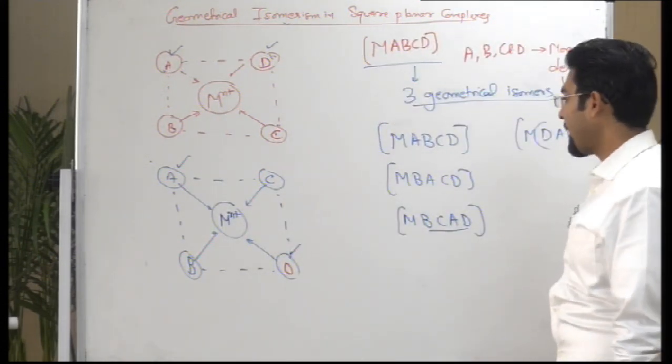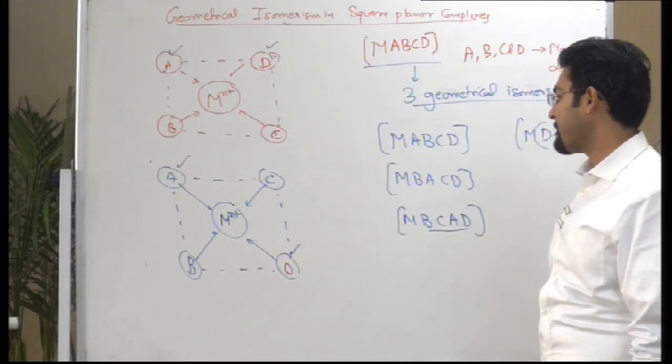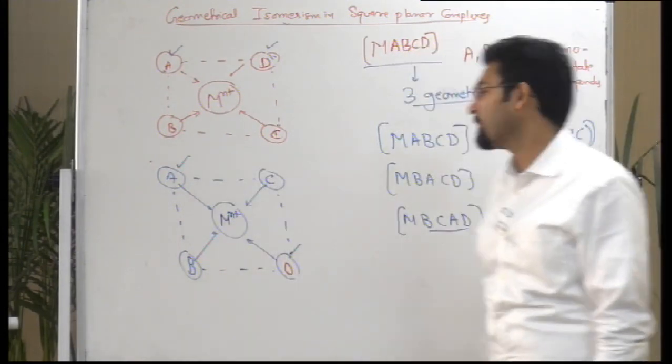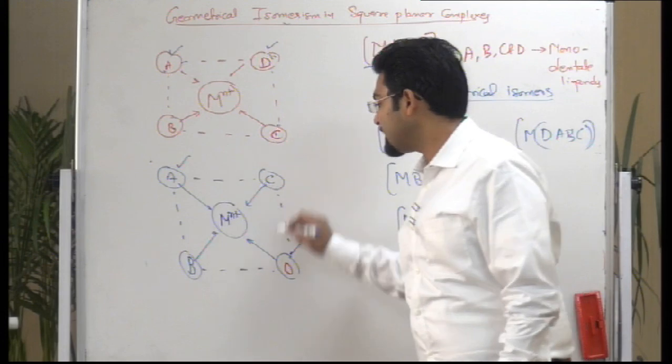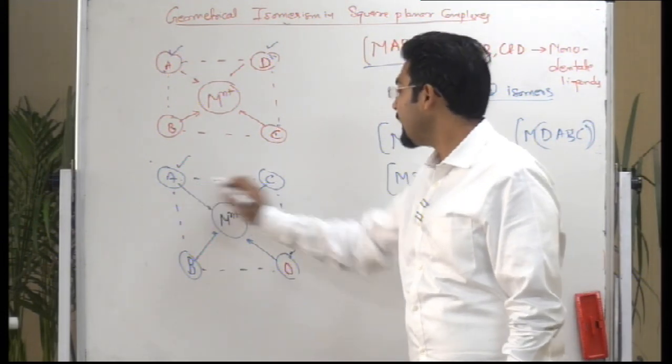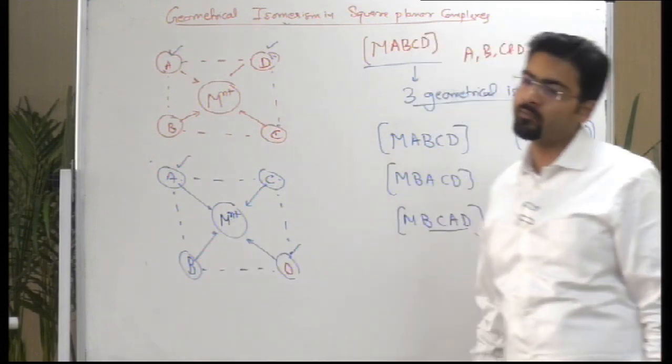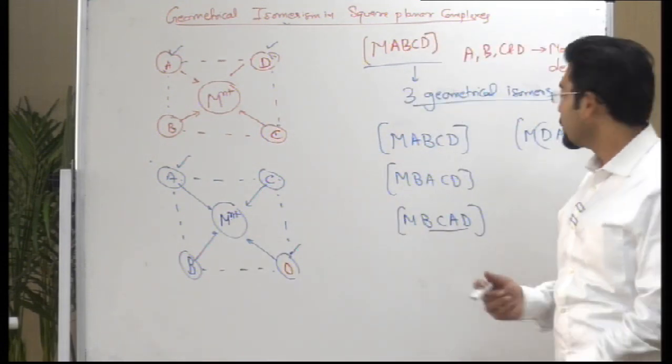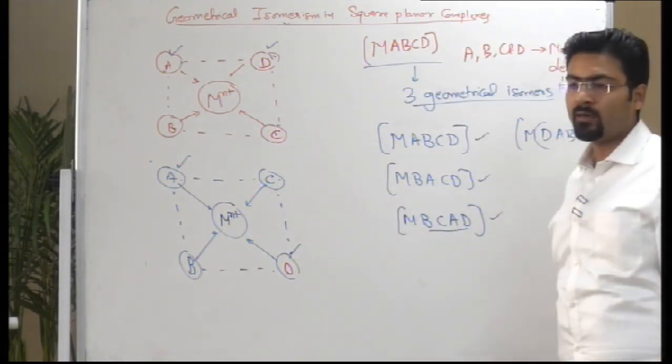This is B, A, C, D. Perfect. So if I take it as BACD, DBAC, CDBA, ACDB, all of them will be the same, right? So only 3 cases can be made.